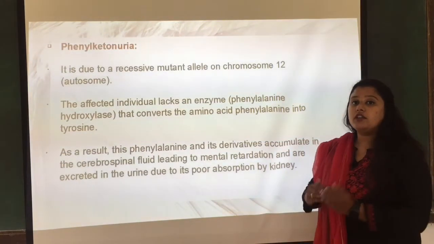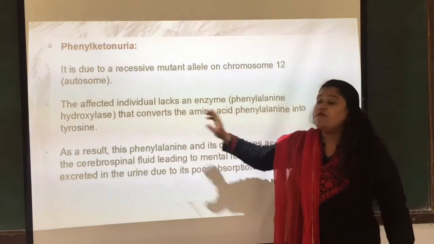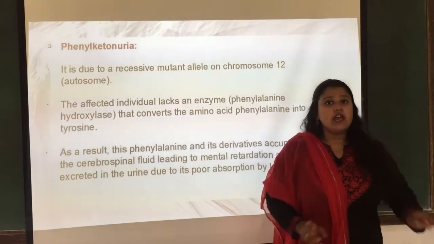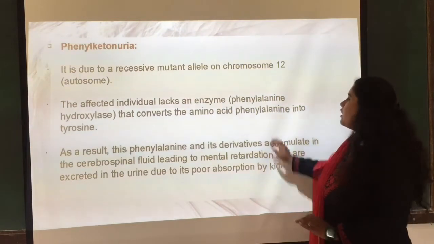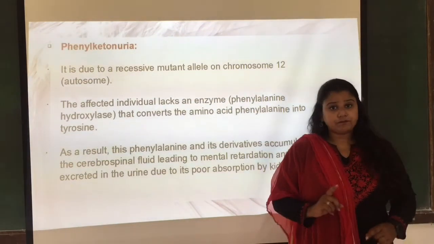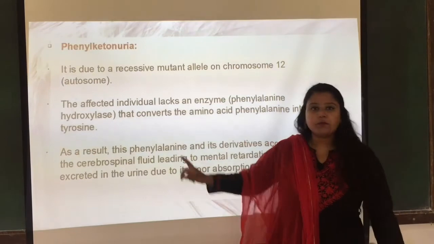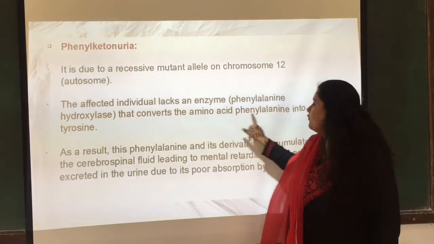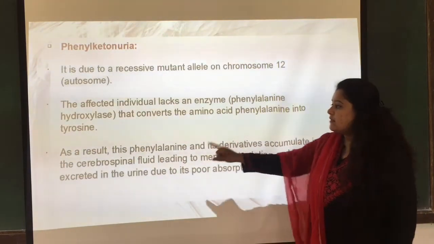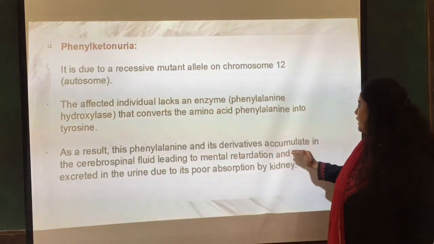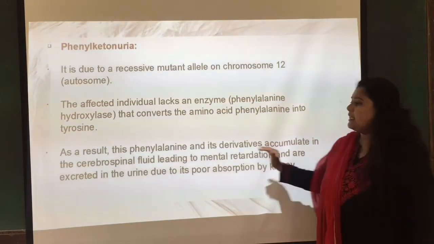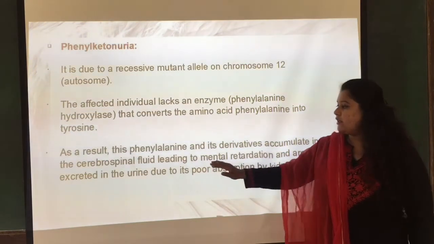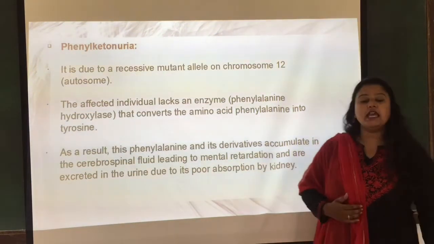That means they don't produce this enzyme which is responsible for the conversion of phenylalanine into tyrosine. That means there has to be a conversion of phenylalanine to tyrosine. But as this enzyme is not present in the particular affected person, what happens? This conversion is not possible. As a result, this phenylalanine and its derivatives accumulate in the cerebrospinal fluid, leading to mental retardation and are excreted in urine due to its poor absorption by kidney.